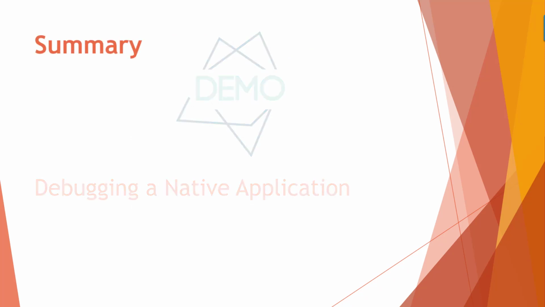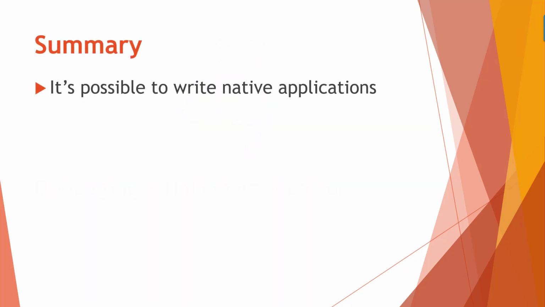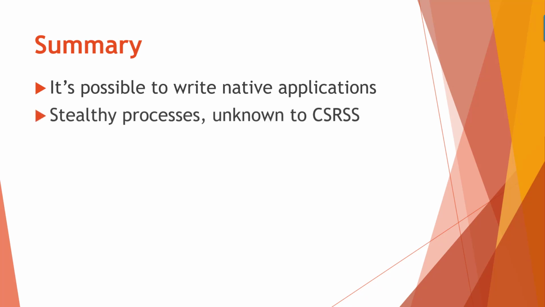And so this is what we have here in this session. I've shown you how to write simple native applications. Naturally, there's lots of stuff that is behind that, but just to get you started here. Native applications have no dependencies. They only depend on Ntdll. They're stealthy in a way because CSRSS doesn't know they exist.